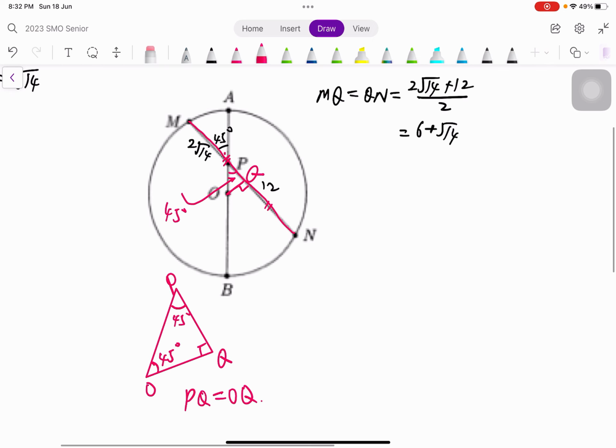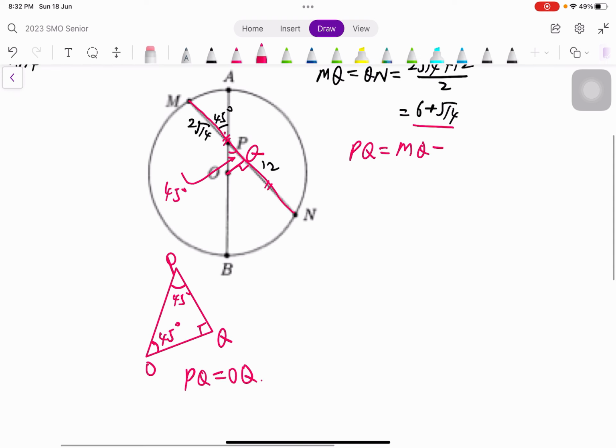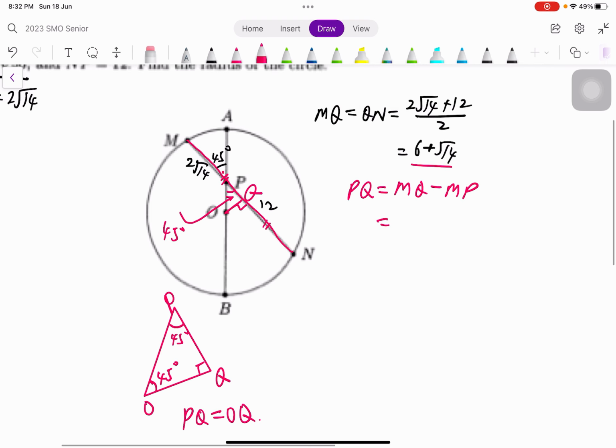Okay, therefore, what is the length of PQ? The length of PQ is actually MQ minus MP, right? And that will be just equal to what? That will be just equal to 6 plus square root 14 minus 2 square root 14. And that is actually 6 minus square root 14. That is the length of PQ.